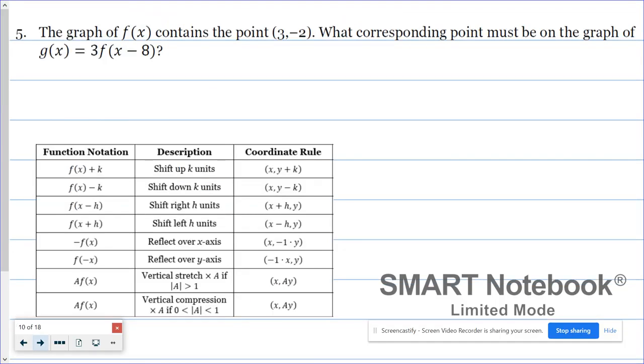A graph of f of x contains the point (3, negative 2). What corresponding point must be on the graph of g of x equals 3 times f of x minus 8? So let's interpret and describe this, okay? So I know that that 3, right, because I have multiplication, and according to my table down here, this is indicating a vertical stretch by a factor of 3.